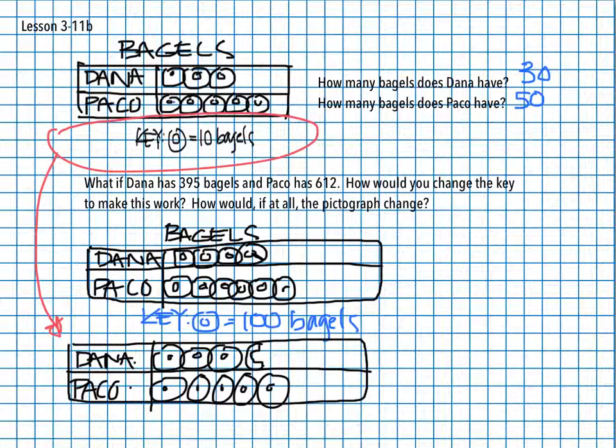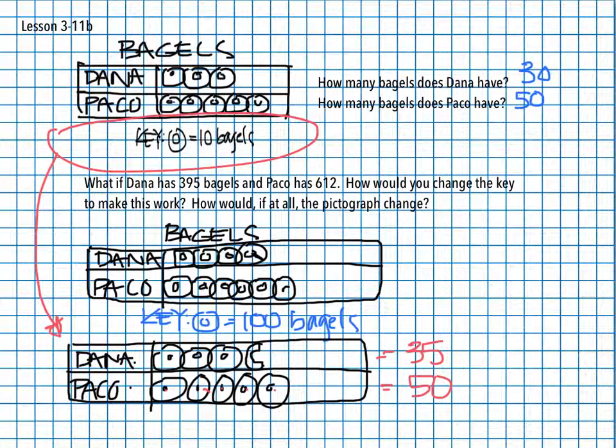With the key of 1 drawn bagel equal to 10 bagels, this is 10, 20, 30, and then this is half a bagel. So this is going to be equal to 35 bagels. Now when we look at what Paco has, we have 10, 20, 30, 40, 50. Paco has 50 bagels.